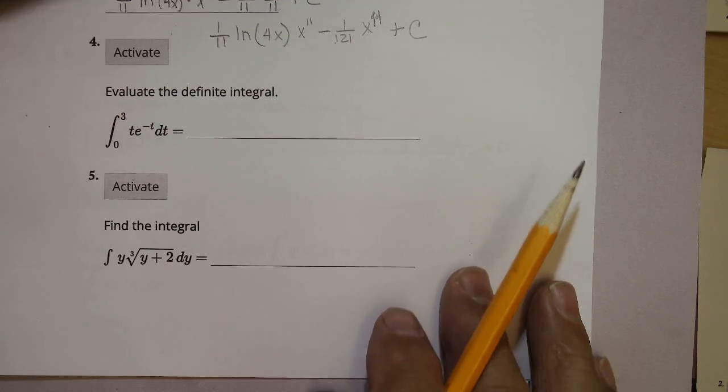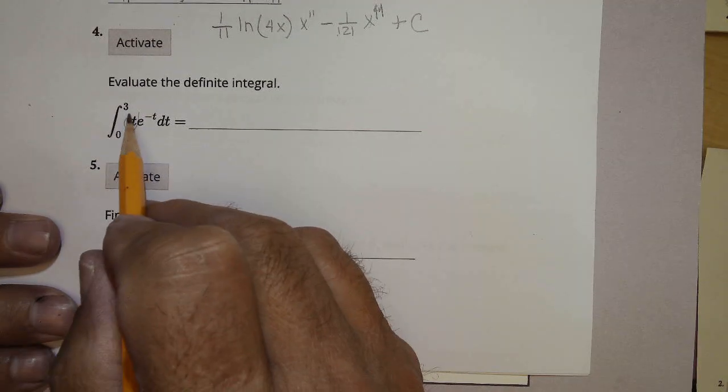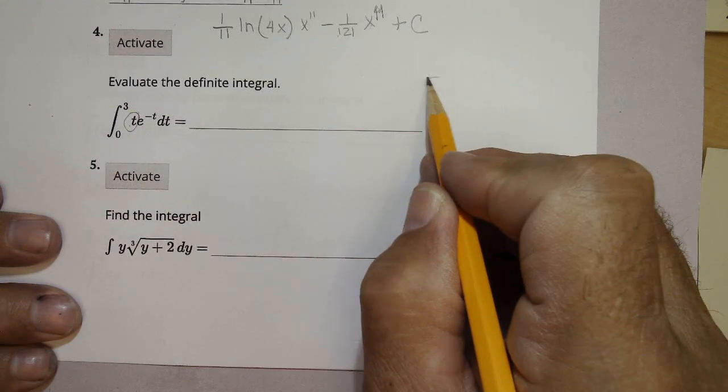Now we just got to do one here. And so I see something that'll get simpler if I put that in u.